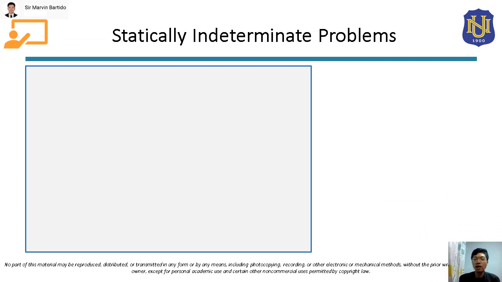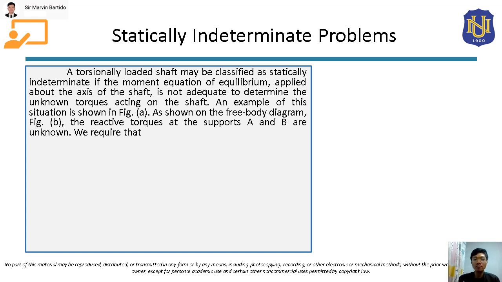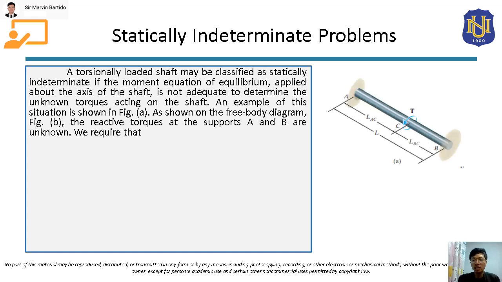Let's proceed now to statically indeterminate problems in torsion. A torsionally loaded shaft may be classified as statically indeterminate if the moment equation of equilibrium applied about the axis of the shaft is not adequate to determine the unknown torques acting on the shaft. An example of this situation is shown in figure A. As you can see here, class, we have this shaft AB, and both ends of this shaft are fixed supported, at end A and at end B. And we have here this applied torque T.